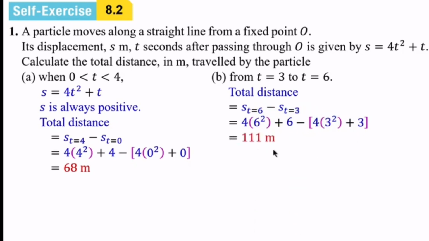Then only you will get the answer, which is 4 times 6 squared plus 6 minus 4 times 3 squared plus 3. Right, so the answer is 111 meter.